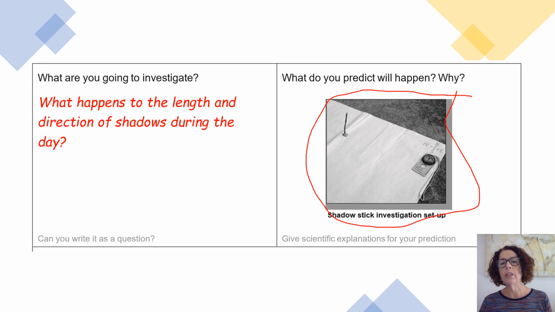What do you predict will happen on this piece of paper here? You need to write that in that space. And it says down the bottom there, give scientific explanations for your prediction. So just have a think and make some predictions as to what will happen to the length and the directions of the shadow during the day.